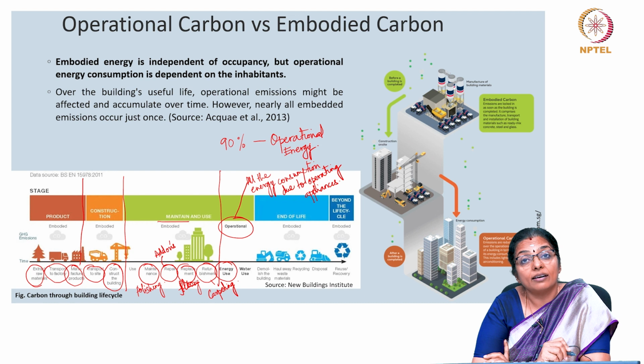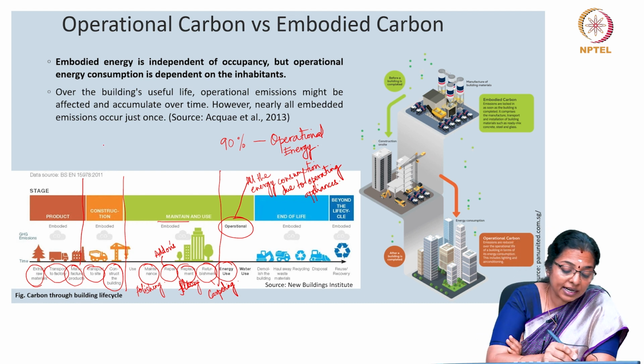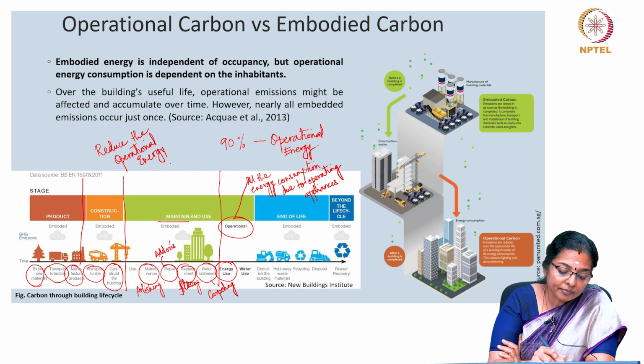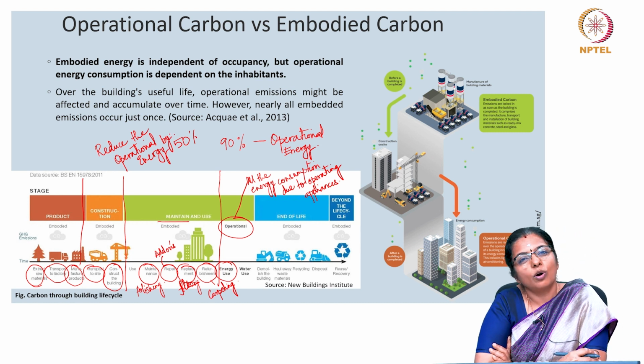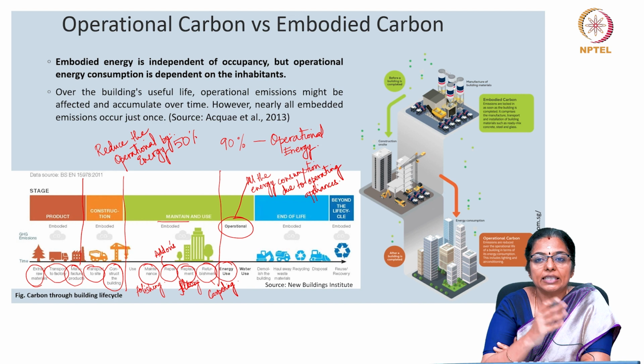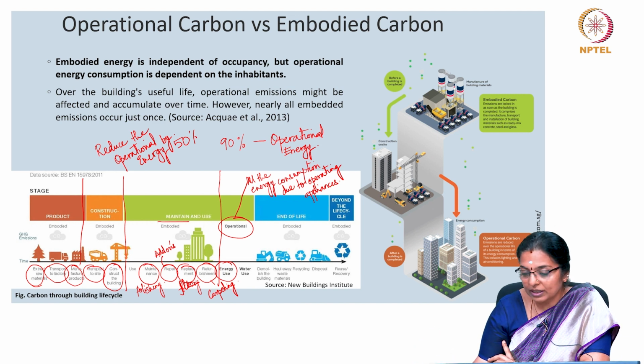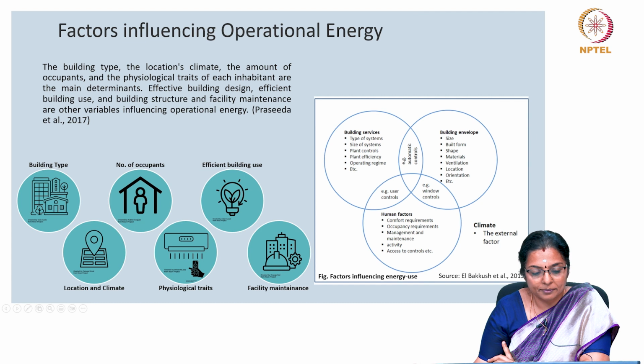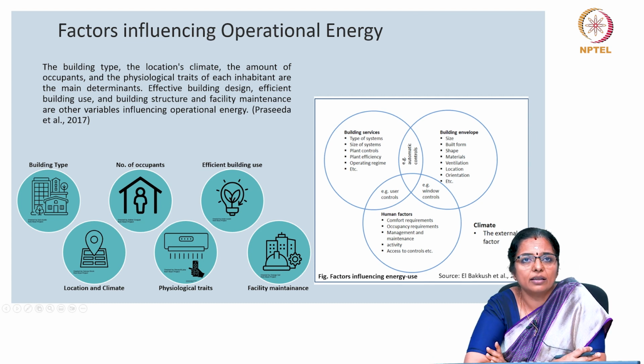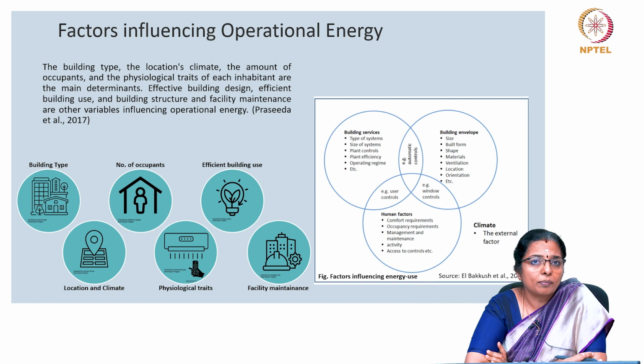And we have also seen in the last class that we can reduce the operational energy. By how much can we reduce the operational energy? By 50%. By 50% we can reduce. What are the strategies? We will look at that in a little detail in the forthcoming class, next class. Now let us look at the factors influencing operational energy.